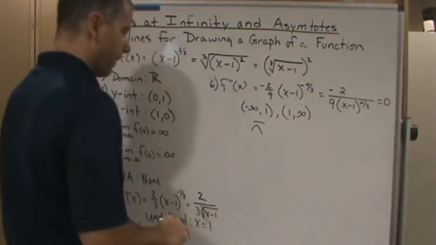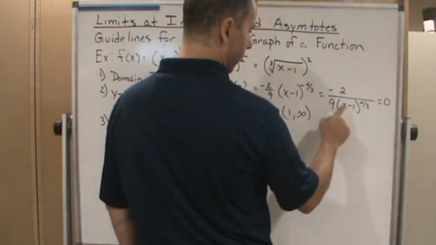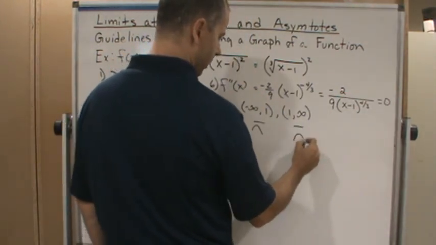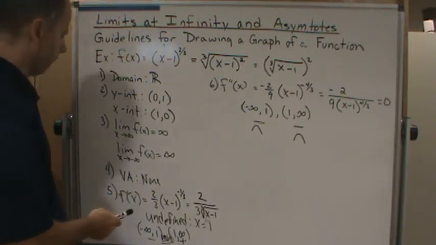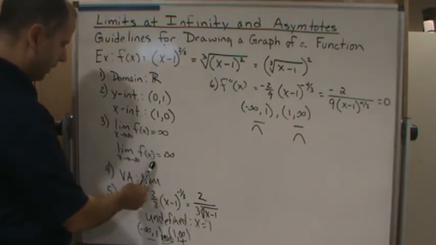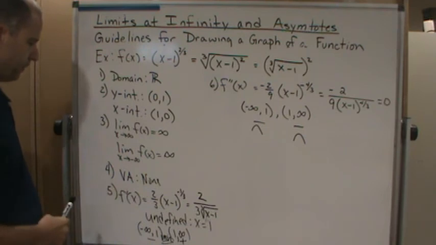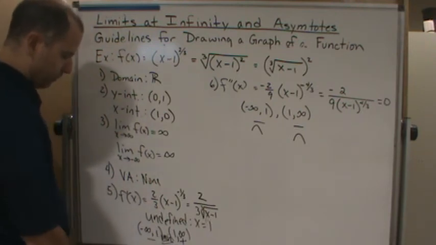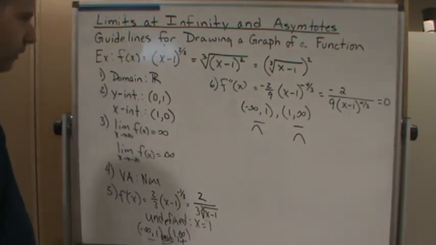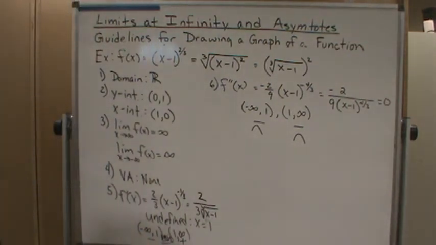Now, over here, if I put in 2, I get a negative over a positive again, which gives me negative, which is concave down. Interesting. So if we put all of this together, as x goes to plus or minus infinity, it's going off to positive infinity. There are no vertical asymptotes. We have a local minimum at x equals 1, yet it's concave down on both sides of x equals 1, which leads us to believe that this is a cusp.